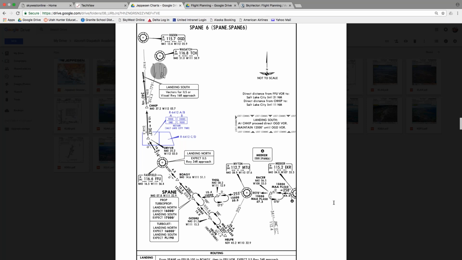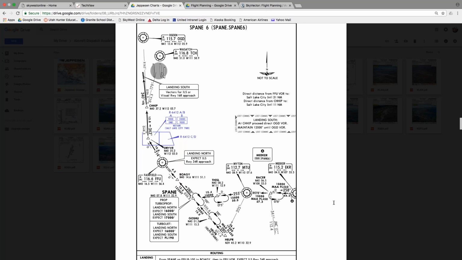I'm sorry, can you explain the THSL? THISL is the intersection, or the waypoint. So 11.6 miles before Thistle, that's our top of descent. Okay, that being said, we've got our top of descent, top of climb, we've got our en route. We know how far we've got to go.